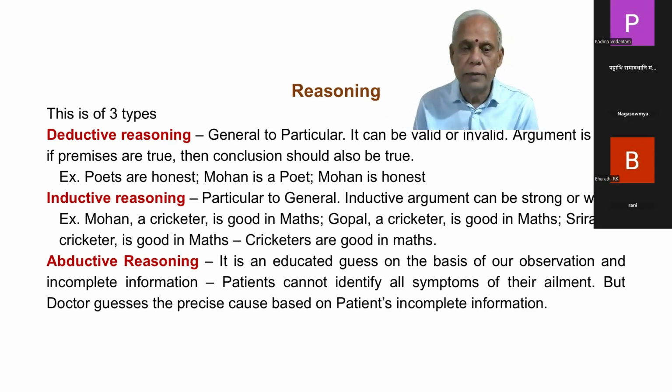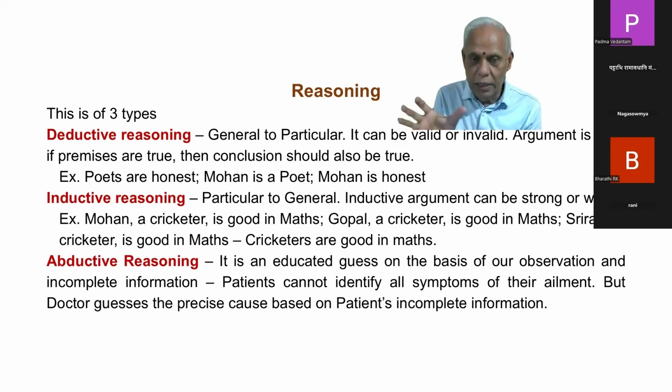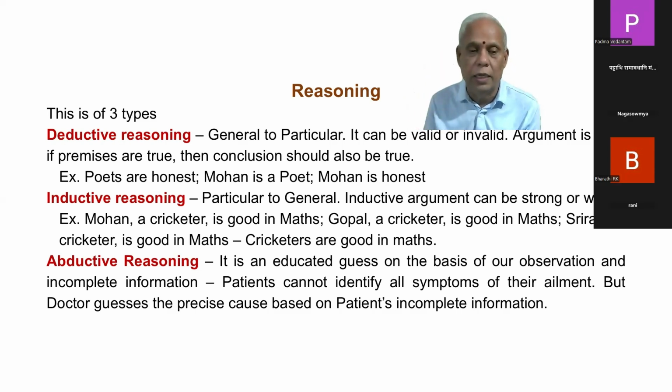What is deductive reasoning? Deduction itself suggests that you are deducing the conclusion from the available premise or premises. When you have a general statement, how can you apply it to a particular instance? This is what is called deductive reasoning. When you have a particular statement, how can you apply it in general, or generalize it? This is what is called inductive reasoning.